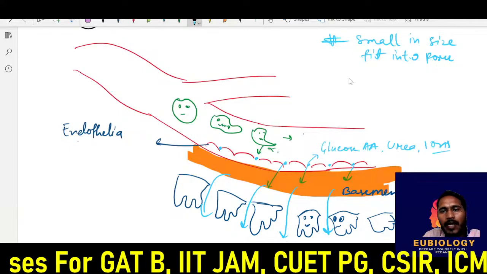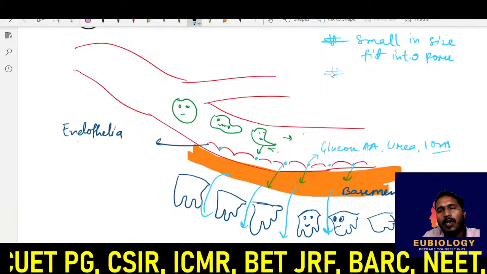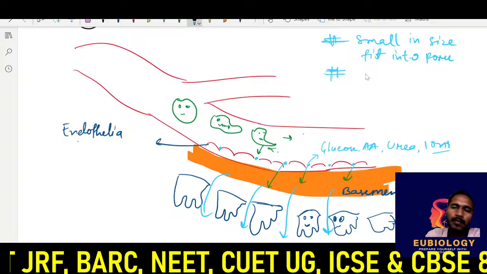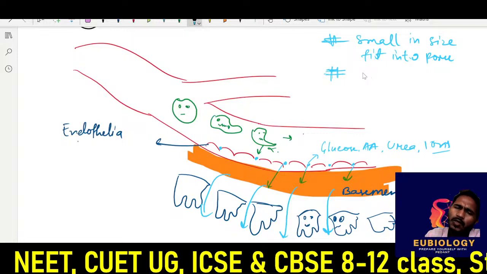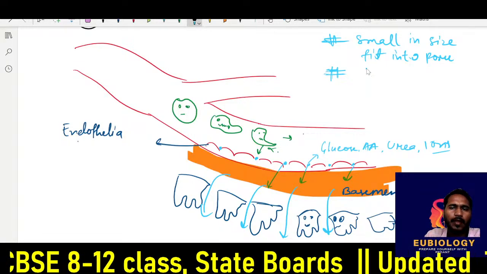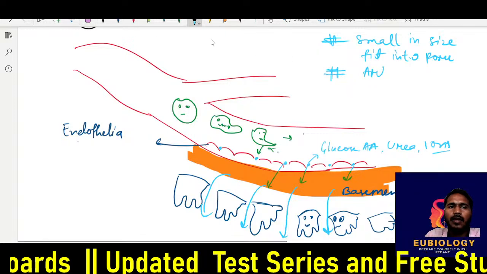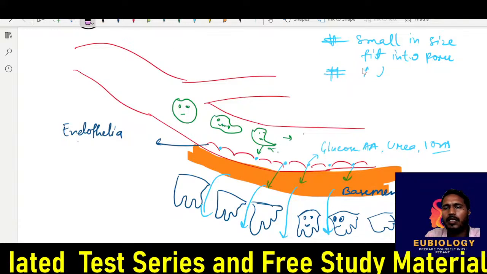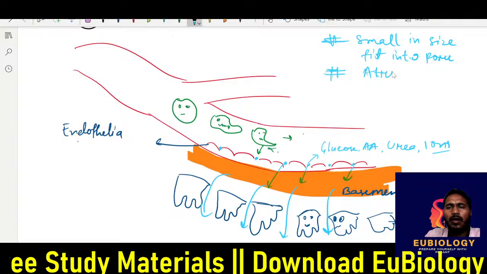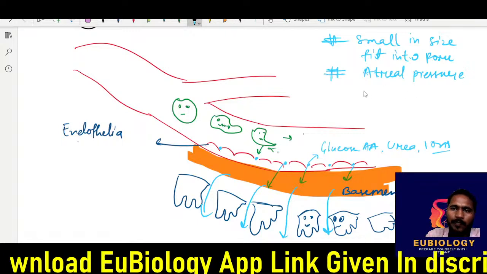Another thing, it has to be at a little higher pressure. We call it glomerular hydrostatic pressure, and osmotic pressure. Shall we read that? No, at your level it's not required. Just write that arterial pressure should be higher, which is called hydrostatic pressure. Yes, arterial pressure should be high.